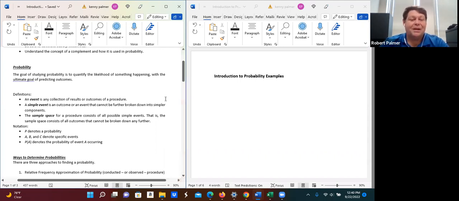Let's talk about some basic ideas of probability, some basic definitions. The first is an event, which is any collection of results or outcomes of a procedure. Okay, so let's go over here to the right. As we introduce these things, we'll talk about them.